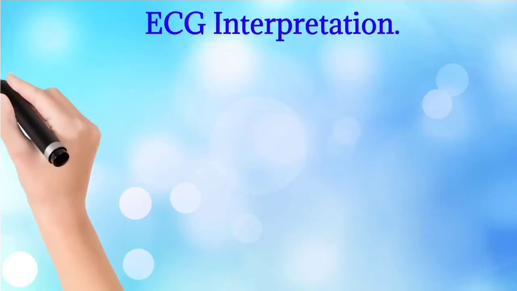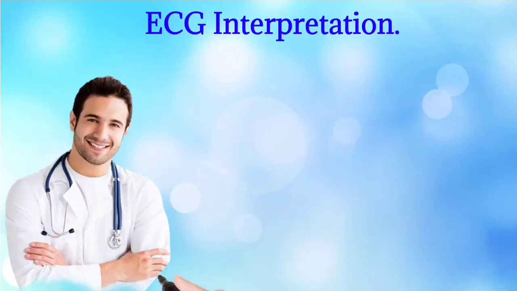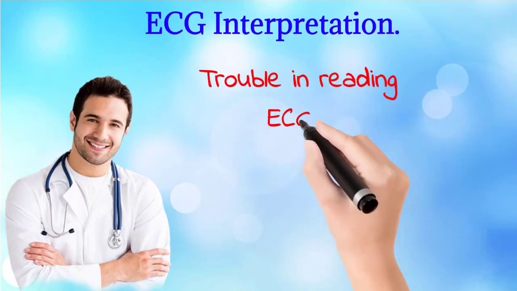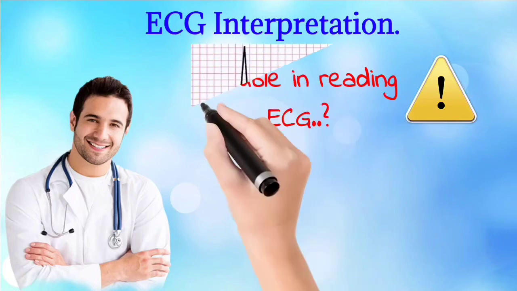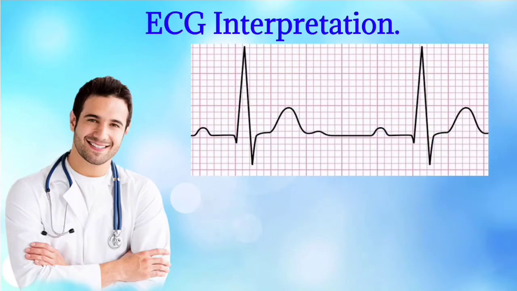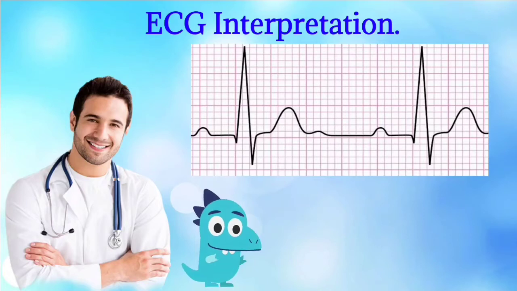An ECG is a graph of voltage versus time of the electrical activity of the heart using electrodes placed on the skin. Do you have trouble reading ECG? This is the simplest way. Let me show you.